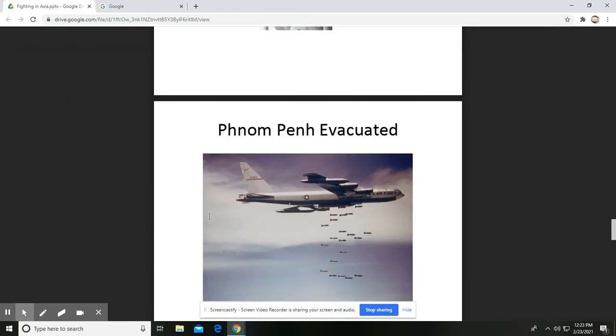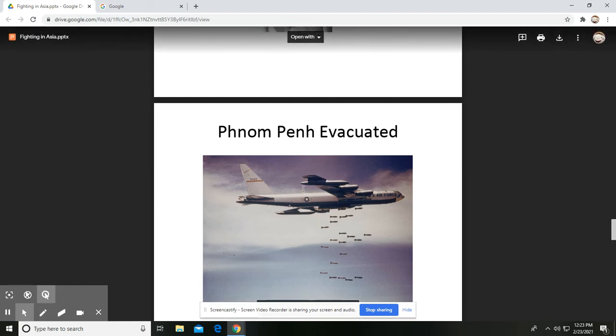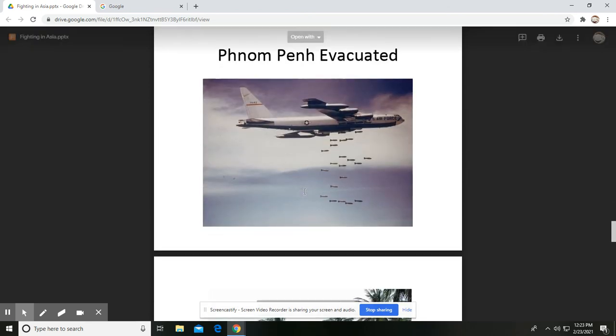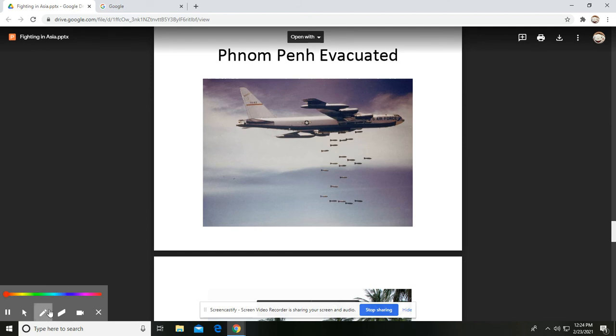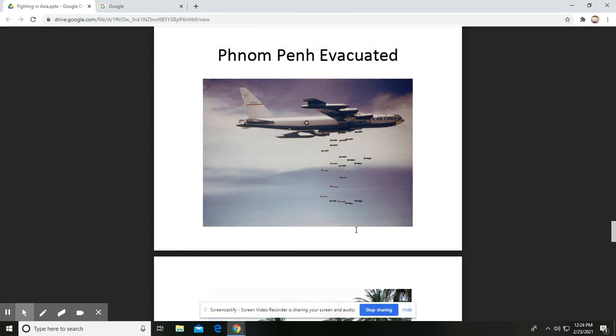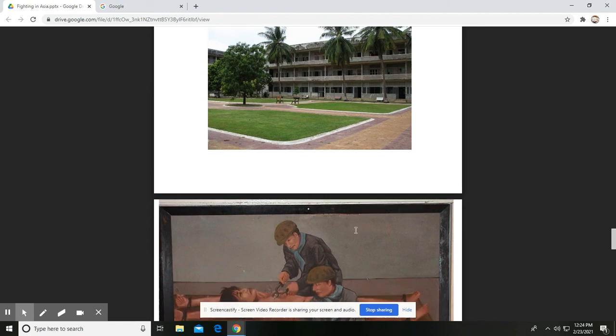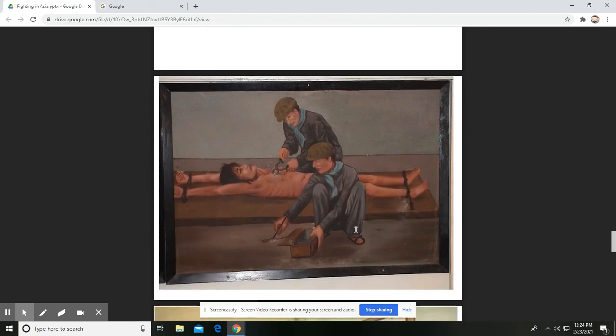So Phnom Penh is evacuated. Phnom Penh is the capital. We're talking about this image here. The Khmer Rouge comes to power, and Phnom Penh is evacuated. Why is Phnom Penh evacuated? Well, because the Khmer Rouge argues that the Americans were going to bomb the capital, and it becomes crucial that if the Americans are going to bomb our capital, we need to go into the countryside. So individuals are sent to this detention center, S21, and there people are tortured.